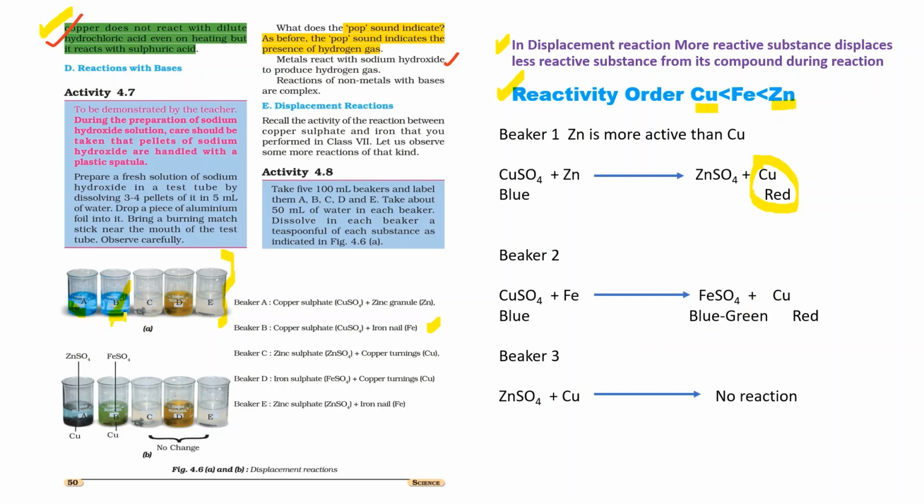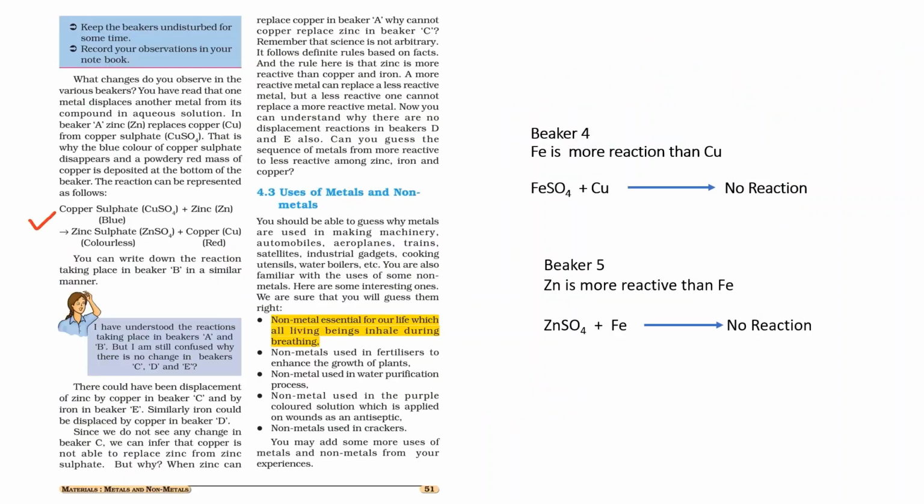While in the third beaker, when the ZnSO4, the zinc sulfate, reacts with the copper, no reaction will take place. As the zinc is more reactive than copper, the copper cannot displace the zinc from its compound. Now in beaker D, we know that the iron is more reactive than copper. So when the copper is added to the iron sulfate, no reaction will take place.